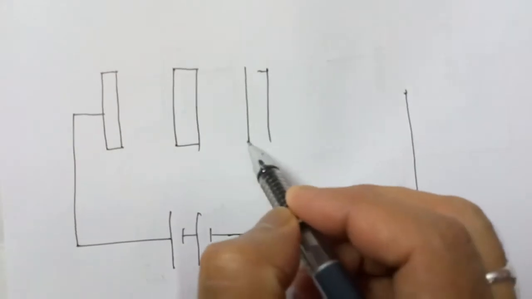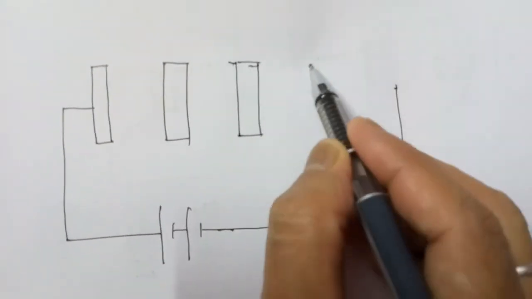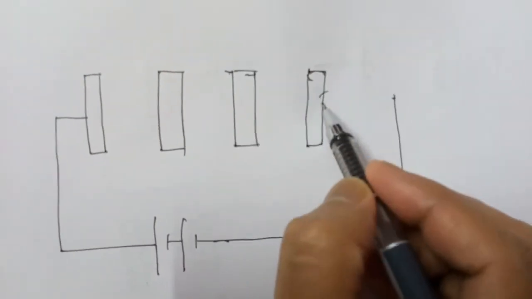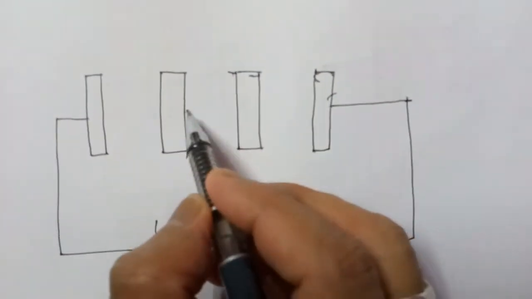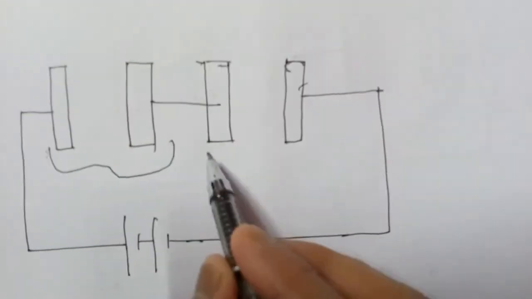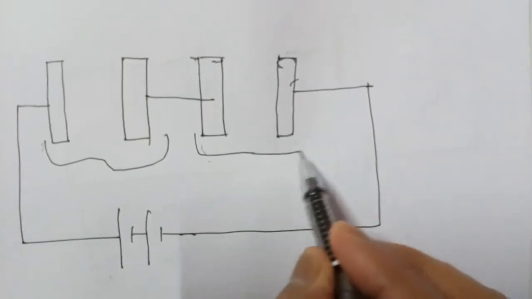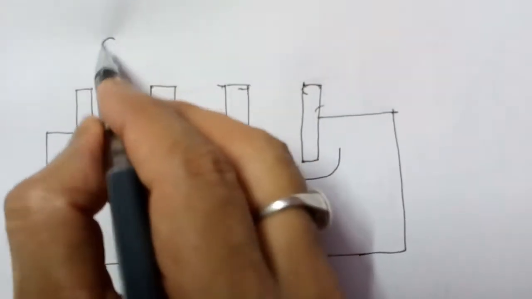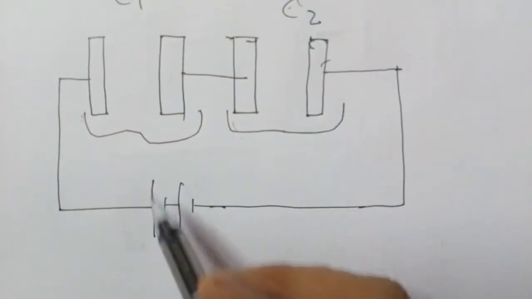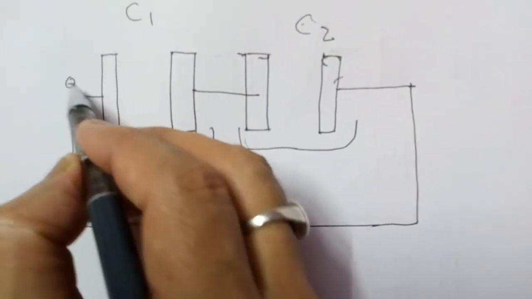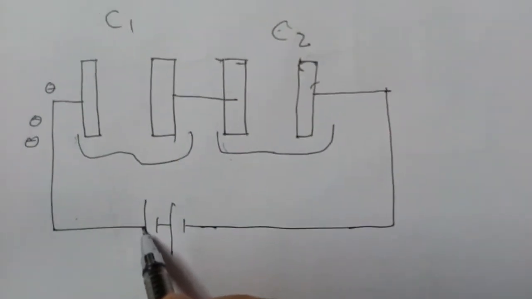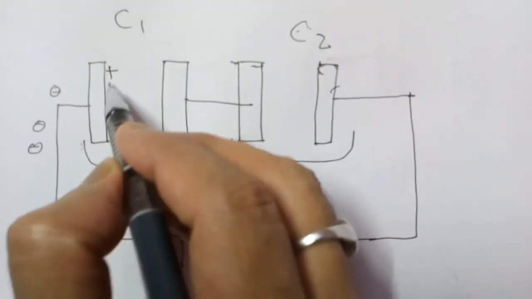Take the case of two capacitors. Suppose two capacitors are connected in series. This is one capacitor and this is other capacitor. Its capacity is C1, its capacity is C2. So when this combination is connected to battery, electrons come from first plate of first capacitor towards this positive terminal of battery. So this end becomes positive.